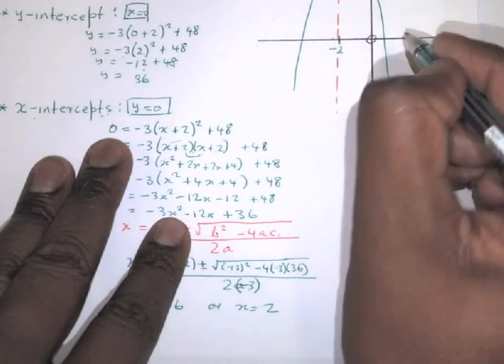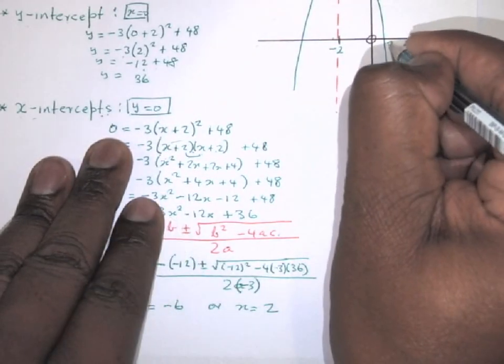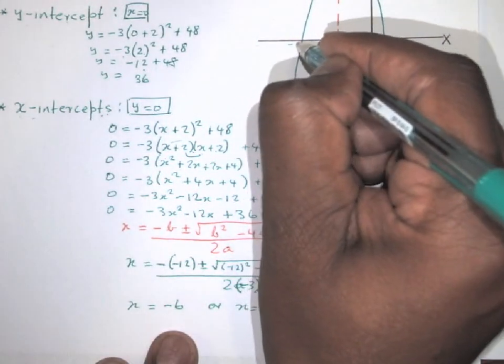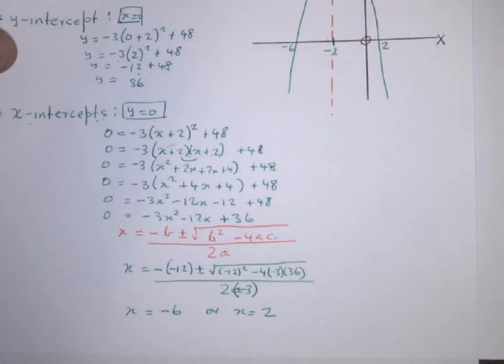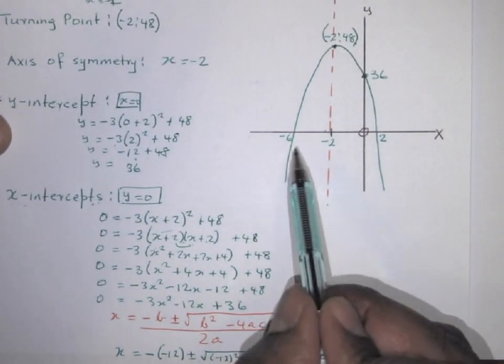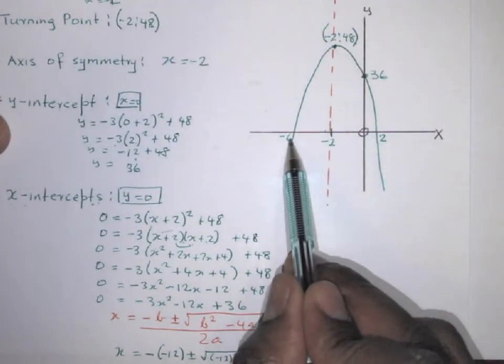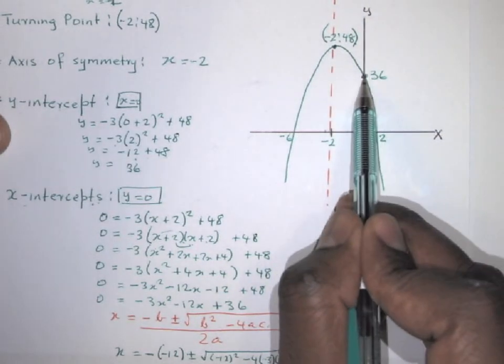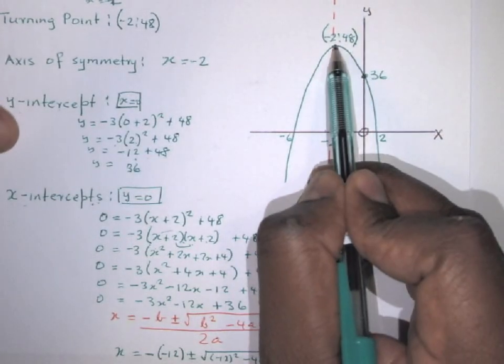So if I go to my graph, that is 2, and then minus 6 goes there. So that is the graph. The graph looks like this: it cuts there and there, the axis of symmetry is at minus 2, the y-intercept is at 36, and the turning point is there.